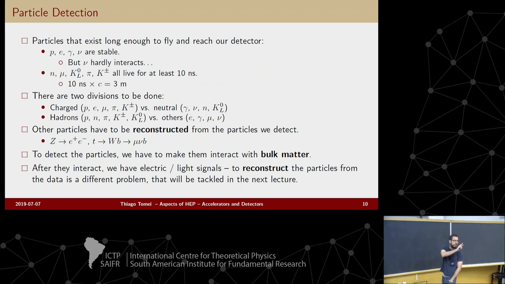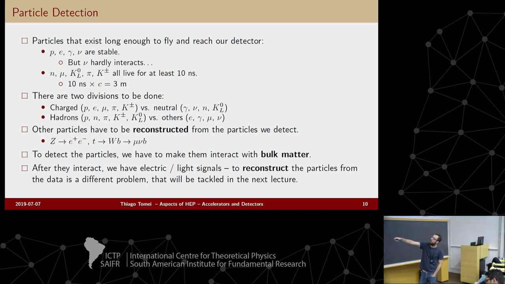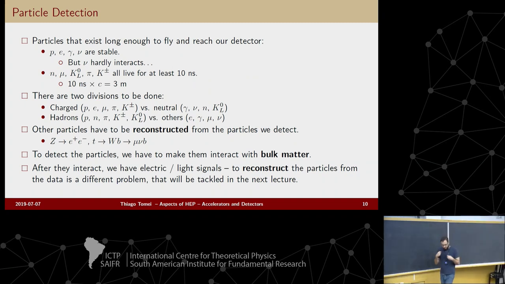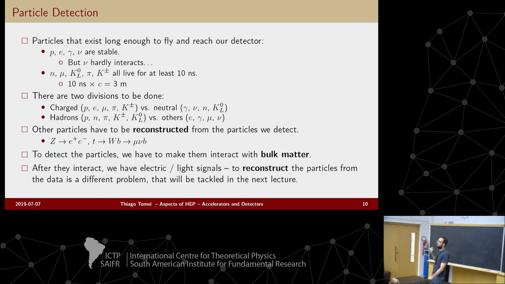And then there are two divisions to be made on the particles that we want to detect. Either they are charged or they are neutral. Or they are hadrons, which means that they interact with the strong interaction, the remnants of quantum chromodynamics, or they are not. All of the others we cannot detect, including the infamous Higgs boson. So how do we know that they exist? The answer is that we reconstruct them.